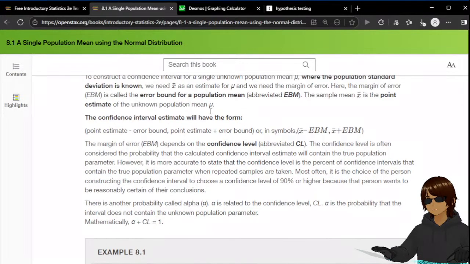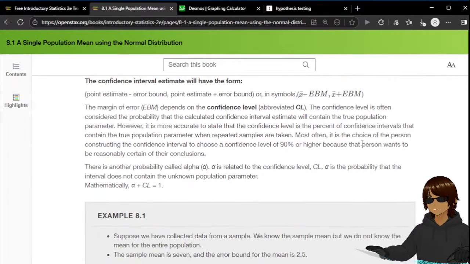The margin of error or error bound for a mean depends on the confidence level. Confidence level is often considered the probability that the calculated confidence interval estimate will contain the true population parameter. However, it is more accurate to state that the confidence level is the percentage of the confidence intervals that contain the true population parameter when repeated samples are taken. Most often it is the choice of the person constructing the confidence interval to choose a confidence level of 90% or higher, because that person wants to be reasonably certain of their conclusion.